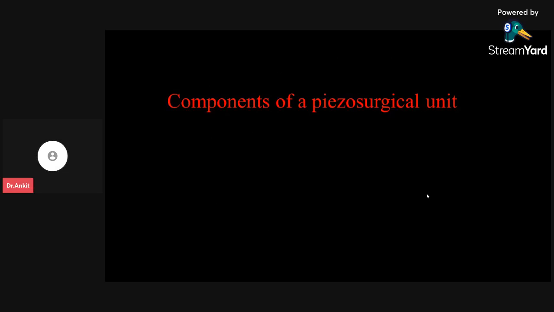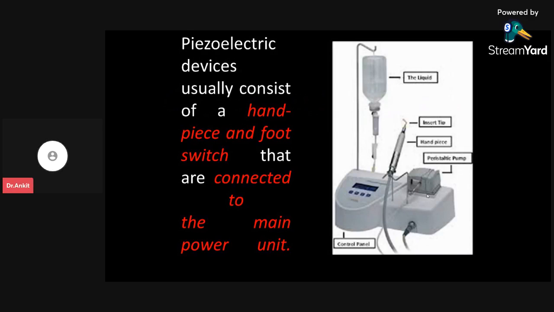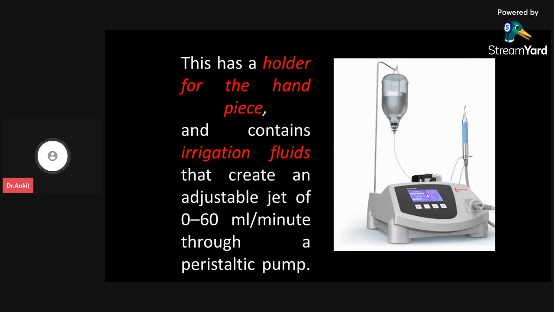Now coming to the different components of the piezosurgical unit, which we have to understand. There is an insert tip, which you have already seen. There is a handpiece, which is present universally in all other rotary instruments also. There is a peristaltic pump, which diffuses normal saline or another saline solution, and a foot switch, so that by your foot switch you can connect to the main power unit. It has a holder for the handpiece and contains irrigation fluids that create an adjustable flow from 0 to 60 ml per minute through a peristaltic pump.